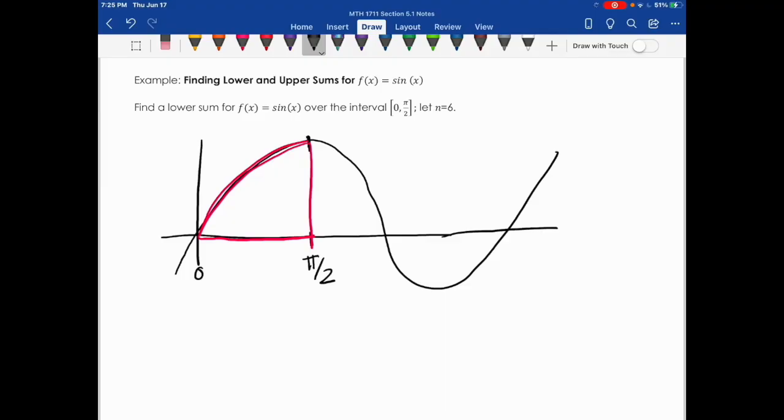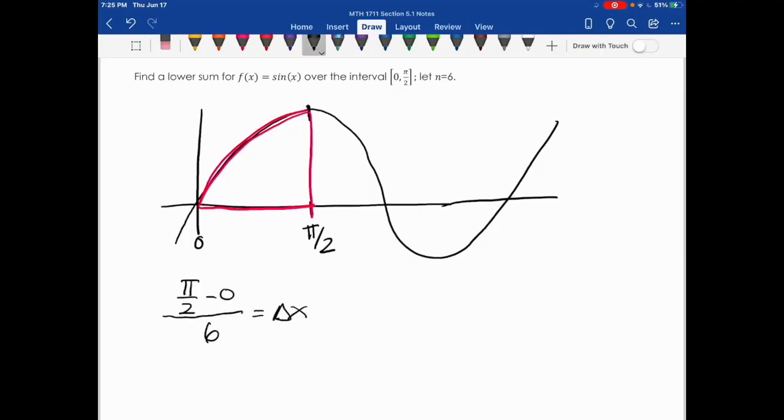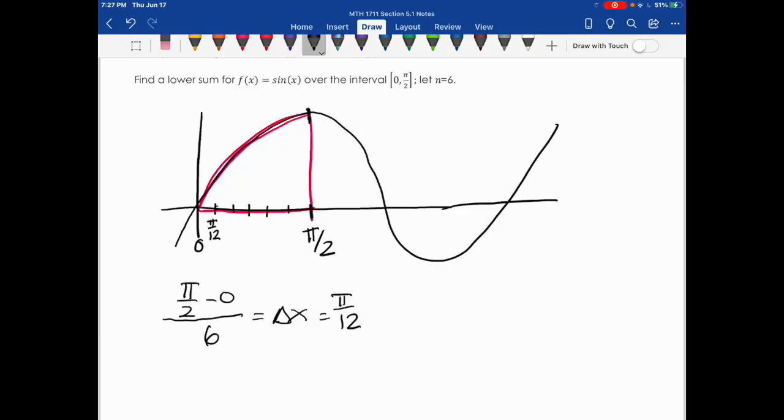Now, we're trying to find a lower sum, so we're trying to do a lower estimate, which means we want our rectangles to fall below the curve. Let's figure out the width of our subintervals. So I want to take pi over 2, subtract 0, and divide by 6, and this will give me the width of my rectangle. So when I create my endpoints, I'm going to increase by pi over 12.